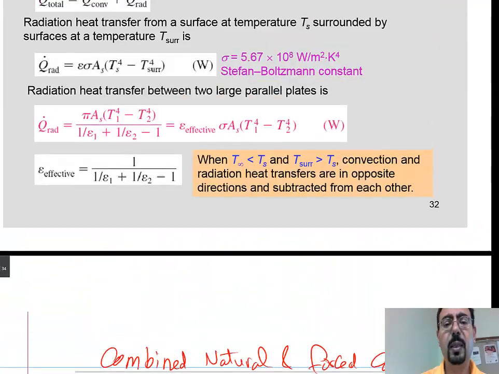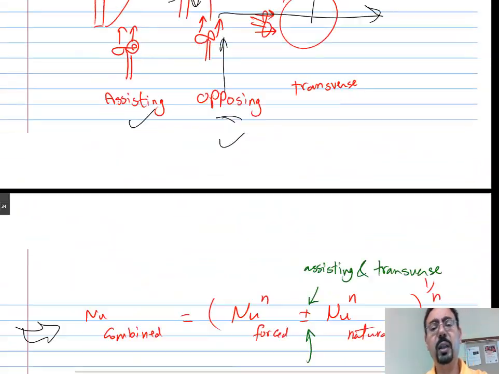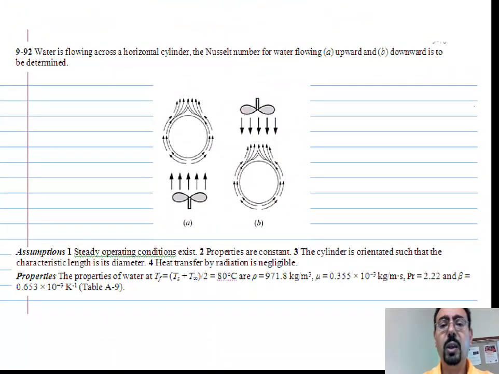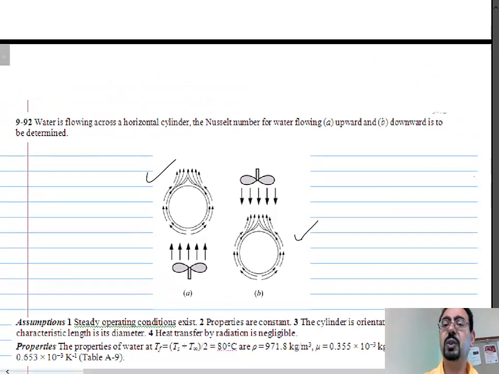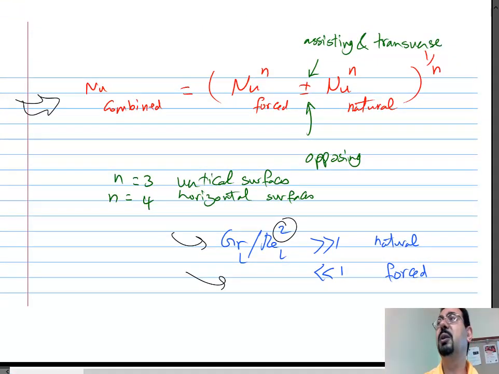All right? So in this problem, you will basically calculate natural convection from a cylinder. You calculate the forced convection from the cylinder, and you add them in this case, and you subtract them in this case. Okay, you again subtract by this formula, under the power. Does this make sense?